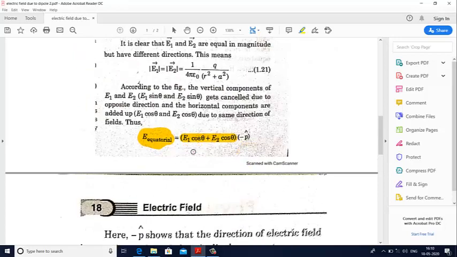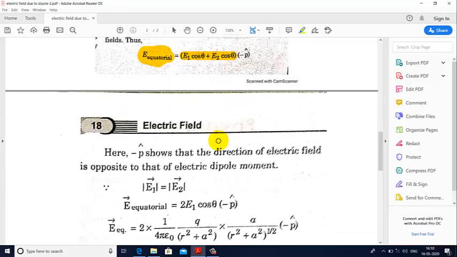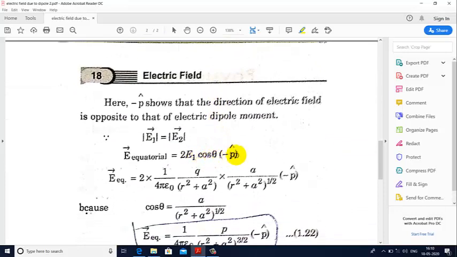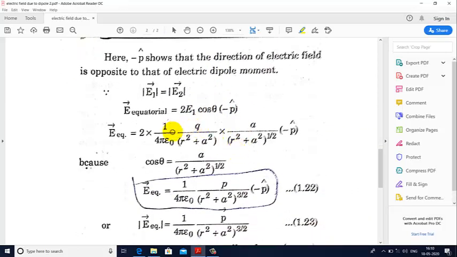Here also E1 is equal to E2, in this equation also. So we can write E1 in place of E2. So this formula becomes 2 E1 cos theta along minus P cap. Then we write the value of E1 here, and then we write the value of cos theta from the figure.